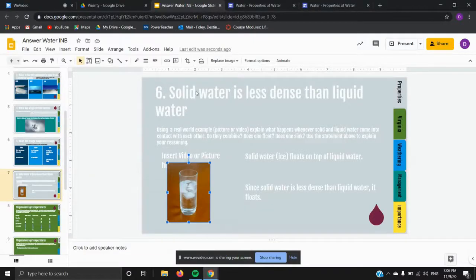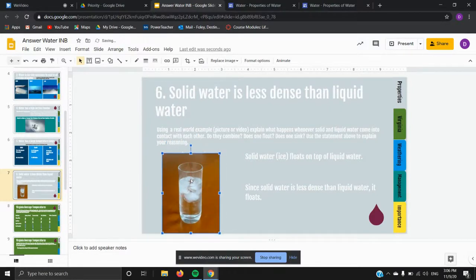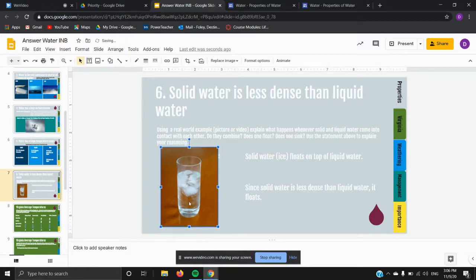For slide 7, solid water is less dense than liquid water. So you are to provide a real-life example and explain what happens, using the statement above for your reasoning. So I chose this picture of some ice cubes in a glass with some regular water. So this is liquid water, and remember, ice cubes are frozen water. So when you put an ice cube in liquid water, the ice floats.